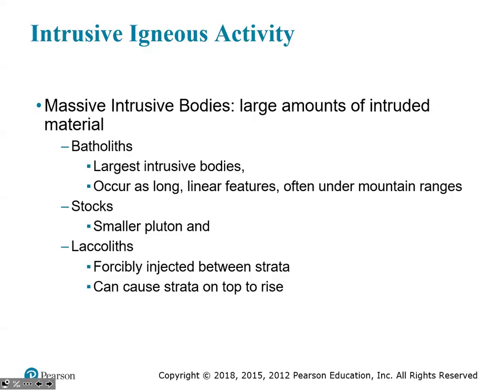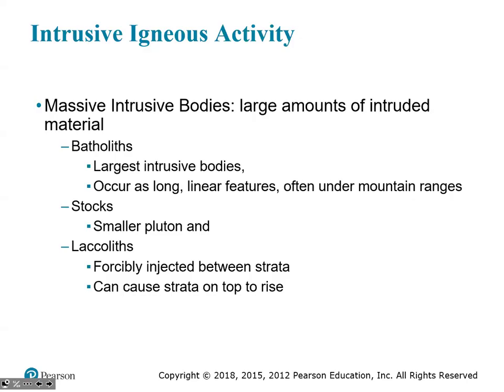So things like the Sierra Nevadas and the Andes, you have these batholiths. They're long linear features often under mountain ranges. There are stocks. This is a smaller pluton, not as big as batholiths, and then laccoliths.